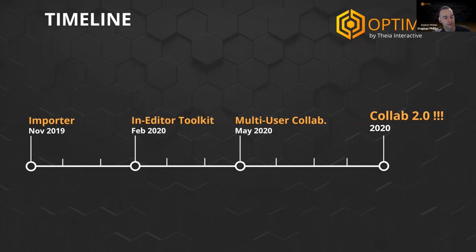Just a brief history of Optim. We actually launched late last year, November of 2019, with only the importer. And then in February, we grew that to become the in-editor toolkit. And in late May, early June, we had the first release of the multi-user collaboration template. And now we're getting into that second generation of more tools, more features, more improvements, and even some upcoming more industry-specific templates for the multi-user design review. And that's what we're really excited about and what most of this will be.